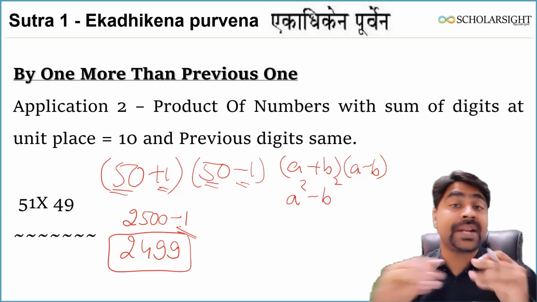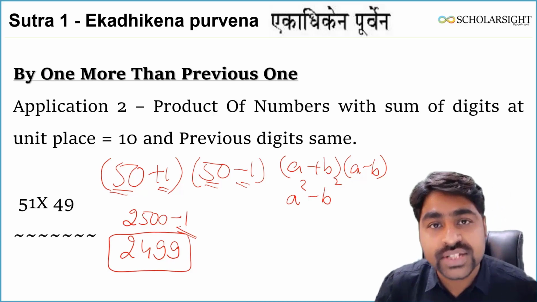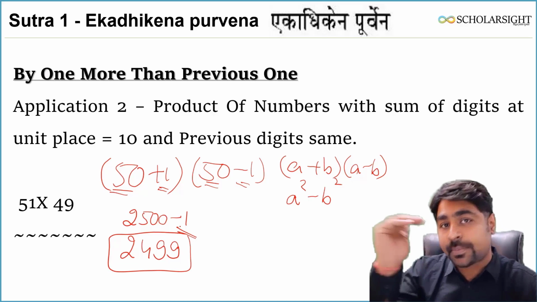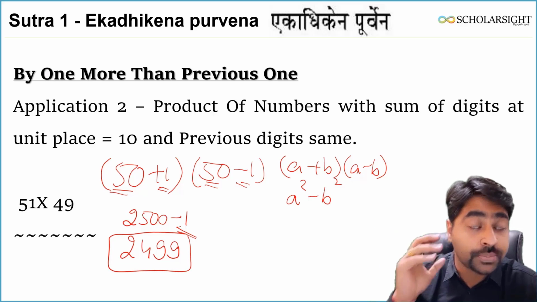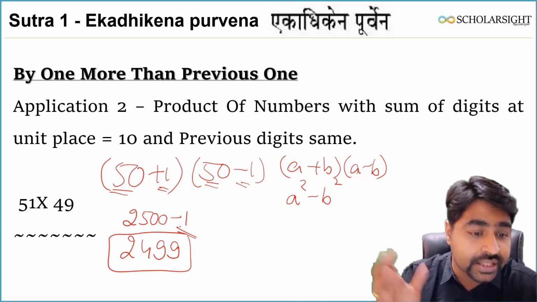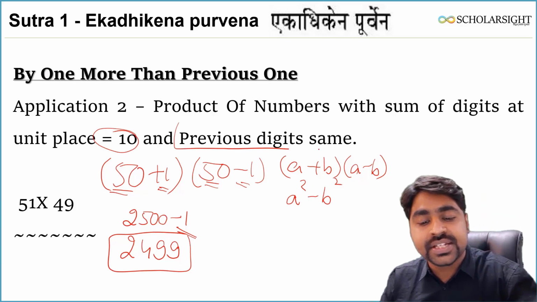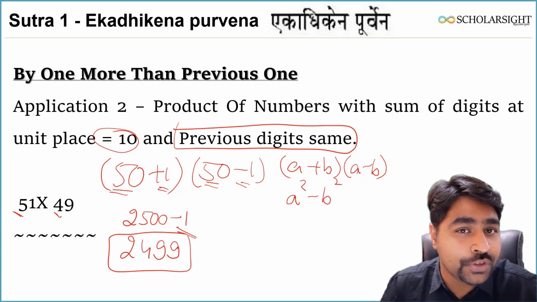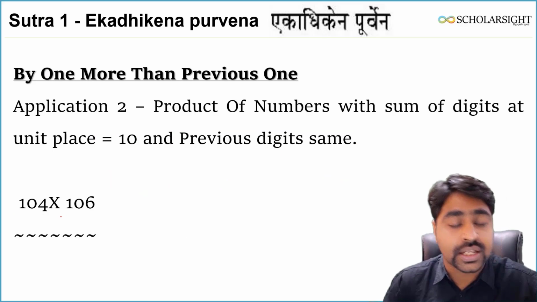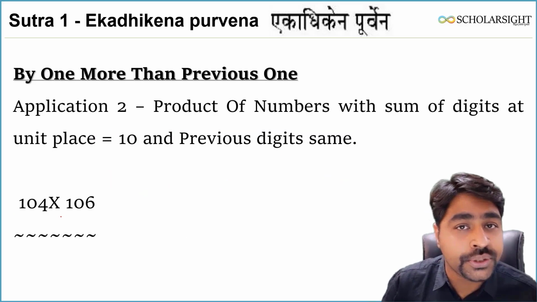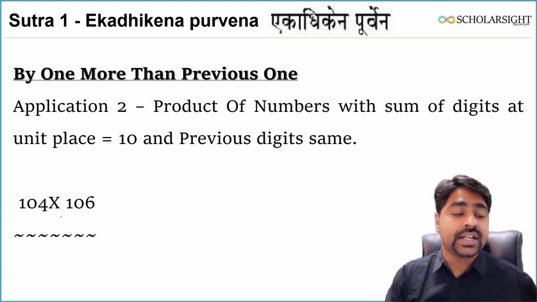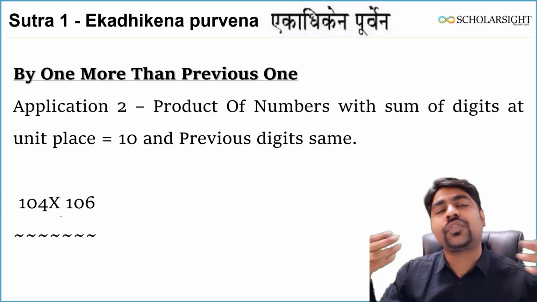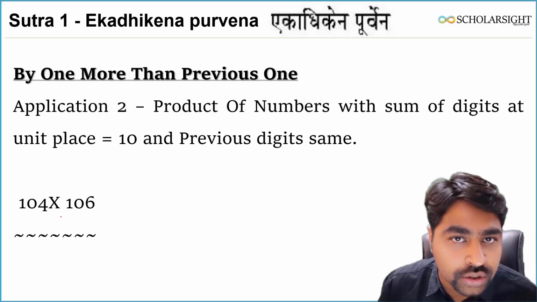See, I did apply something else here, but I was able to explain to you 2 things. One, that you always have to check that the sum of the digits should be equal to 10, right? And the previous digits should be the same. If they are not same, you cannot apply Ekadikena Purvena here, okay? Now, I just want to explain one more thing to you, that it's not always that you can only apply for 2-digit numbers. You can apply for 3, 4, 5-digit numbers, anything you can go for, okay?